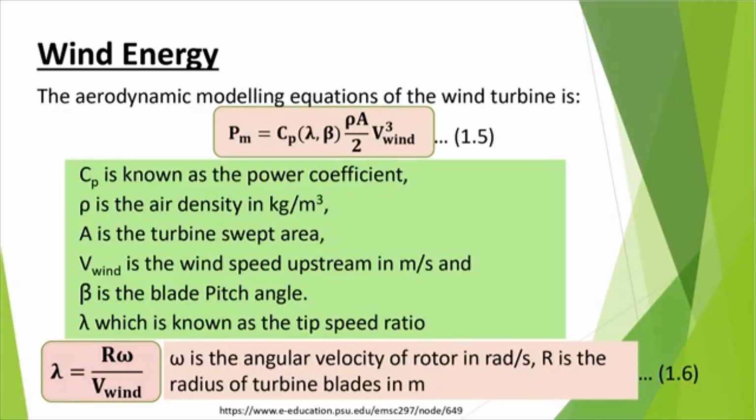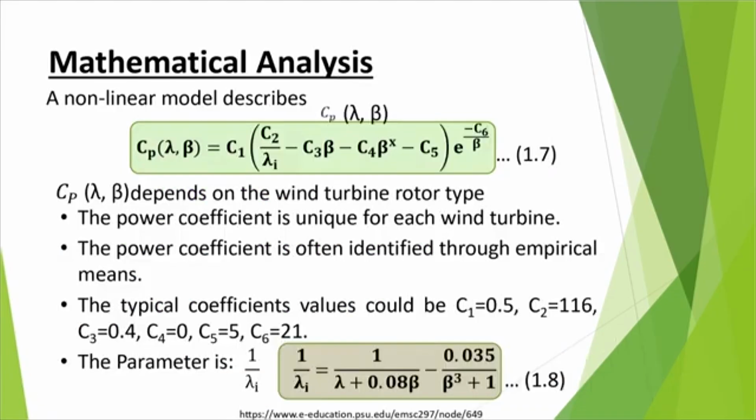Now, when it produces wind energy, the aerodynamic modeling equation of the wind turbine is given by the equation Pm, and the coefficients and the variables are: Cp is known as the power coefficient, rho is the air density, A is the turbine swept area, V wind is the wind speed upstream in meters per second, and lambda is known as the tip speed ratio. Now, the mathematical analysis is a nonlinear model that describes the given relation.